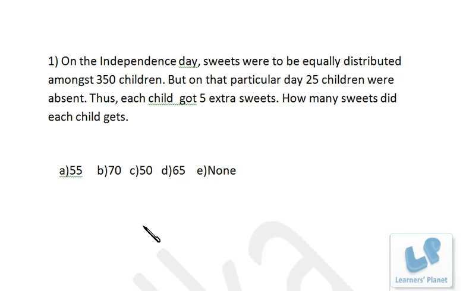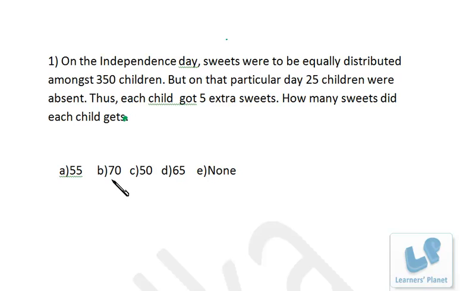Friends, here I'm solving queries sent by a student. On Independence Day, sweets were to be equally distributed among 350 children, but on that particular day 25 children were absent. Thus each child got 5 extra sweets. How many sweets did each child get?